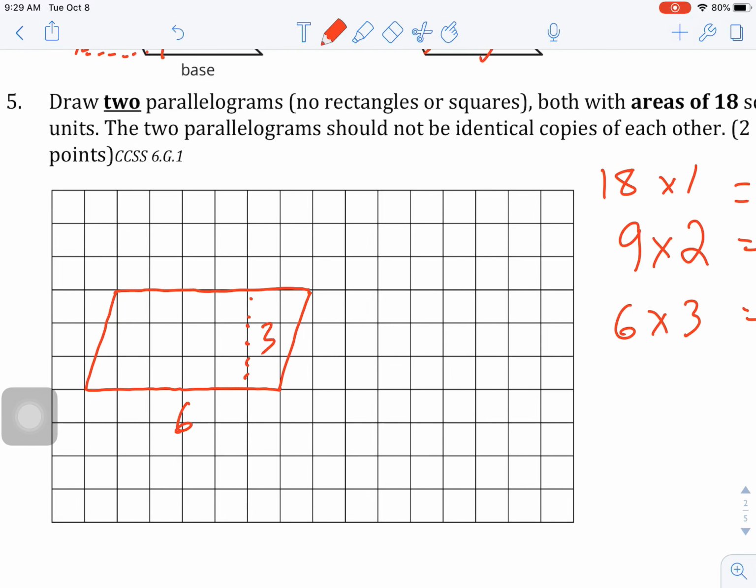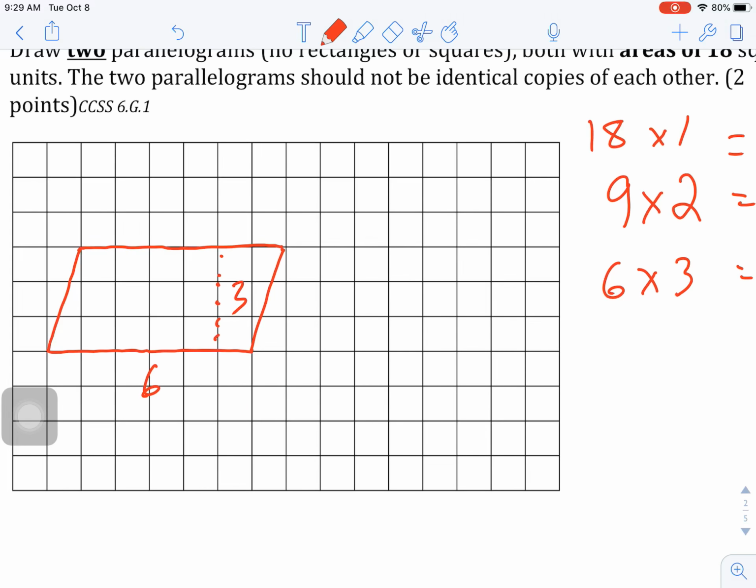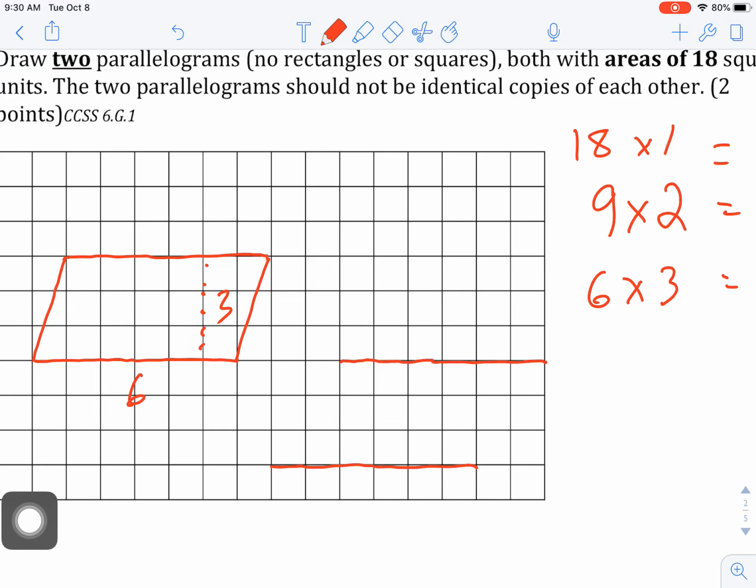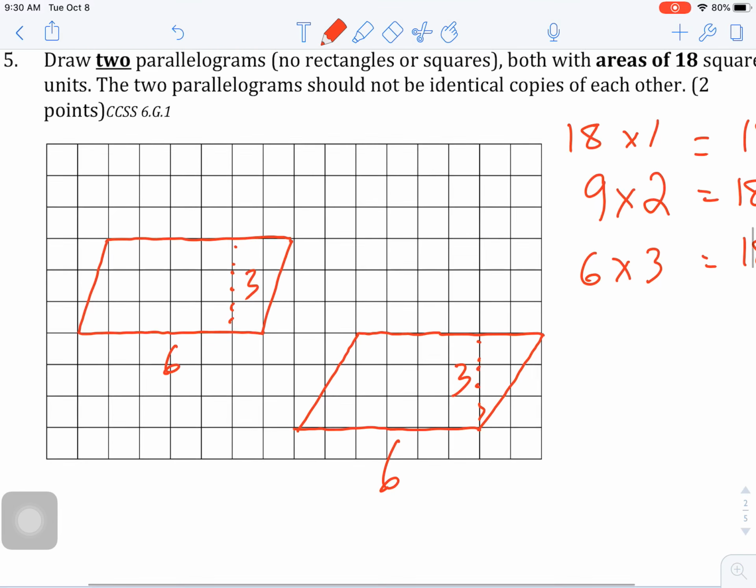So its area is 18. So you need to draw 2 of those, and the next one needs to be a little different. So I'll show you a pretty easy way to do that. I'm still going to use the base of 6, but I'm going to slide over that top a little bit more. So if you notice here, I slid over the top just went over 1. This time I slid over 2, so that is actually a different parallelogram, but it's going to have the same area. Still has a base of 6 and a height of 3, but the parallelogram itself is different.